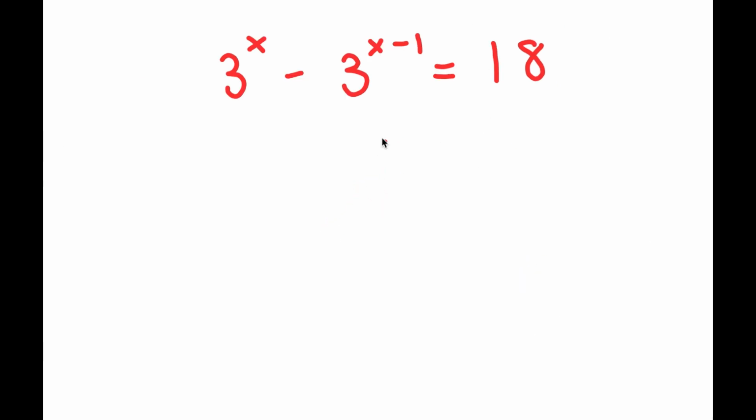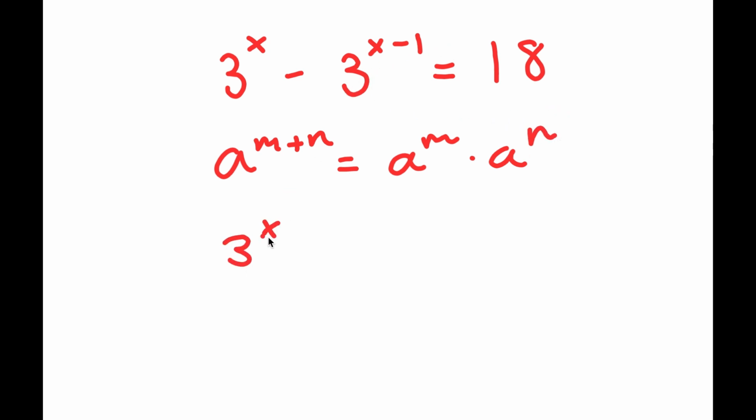Alright, so in this problem, I have 3^x minus 3^(x-1) is equal to 18. So to start, if I have something in the form a^(m+n), this is equal to a^m times a^n. So 3^(x-1), that's going to equal 3^x times 3^(-1). And I have this is equal to 18.